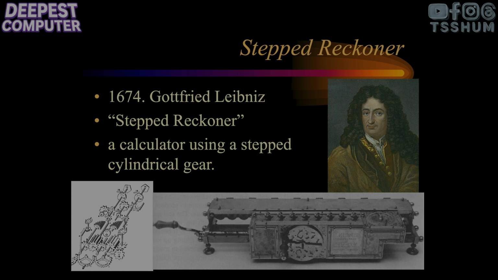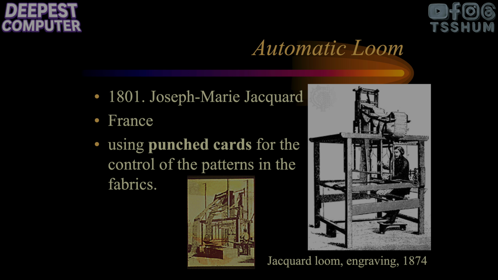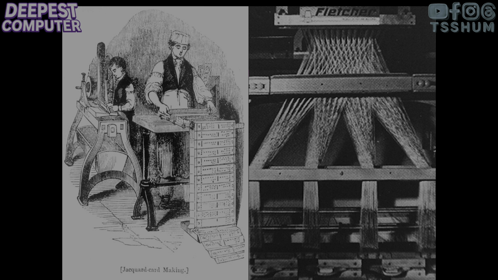Gottfried Leibniz invented the stepped reckoner in 1674, a calculator utilizing a stepped cylindrical gear. In 1801, Joseph-Marie Jacquard in France invented the automatic loom, which used punched cards to control fabric patterns. These images show the operation and components of the Jacquard loom and its punched card system.